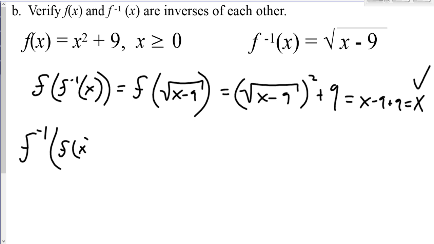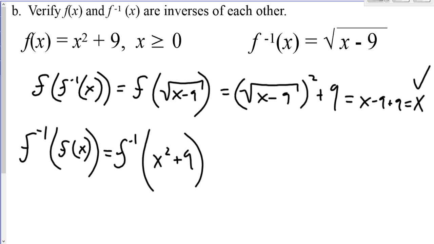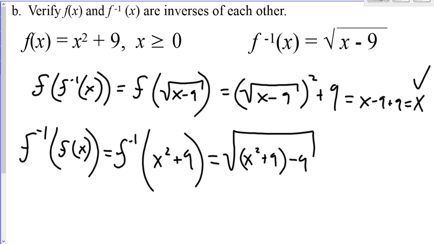Next piece here is I have to make sure the composite function of f inverse of f of x is also equal to x. So I do f inverse. f of x is x squared plus 9, and then I substitute that in for the inverse. So I get the square root of x squared plus 9 minus 9. Well, this is just the plus 9 minus 9, then we get the square root of x squared. Well, that's just equal to x. So check. We have shown and verified that f of x and f inverse of x are indeed inverses.